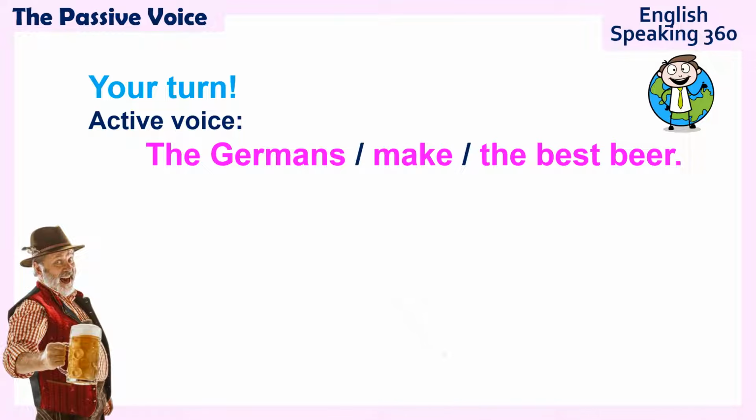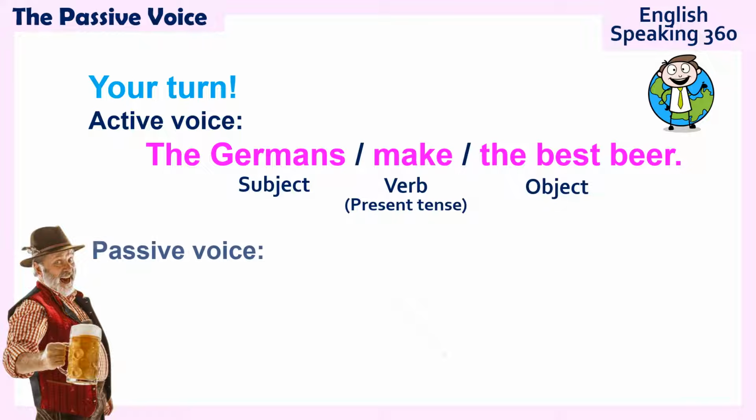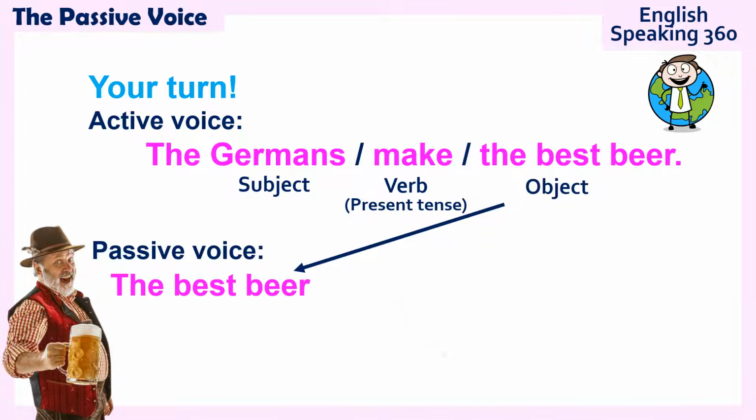Here's another example. The Germans make the best beer. Okay, subject. Your verb now is at the present tense. Watch out. And the object. Now you remember how to do it. We take the object and we put it at the beginning of the sentence. The best beer, it becomes the subject.